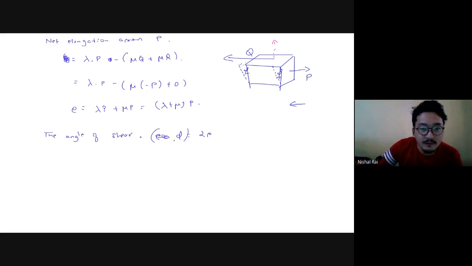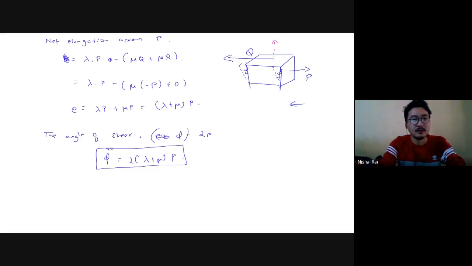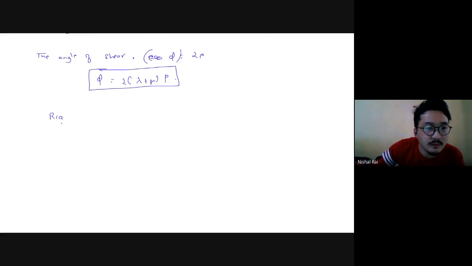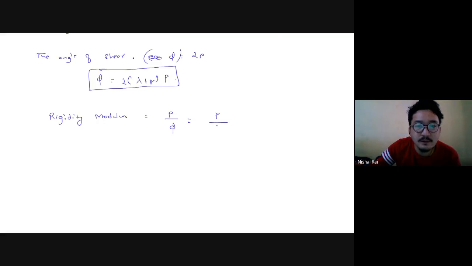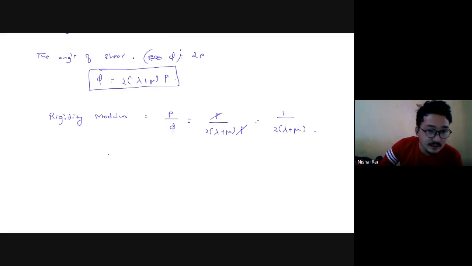So the angle of shear, or phi, will be how much? Phi will be E, which we put over here, lambda plus mu times P. This is basically your angle of shear. Now the rigidity modulus is given by the angle of shear, which is basically the change in dimension, phi, by stress, which is Q. Sorry, stress by strain. Actually, it should be P, sorry, P or Q, P by phi. So this is basically P divided by twice lambda plus mu times P. This 2P will cancel out, so you are left with the relation for your rigidity modulus, which is given by G.